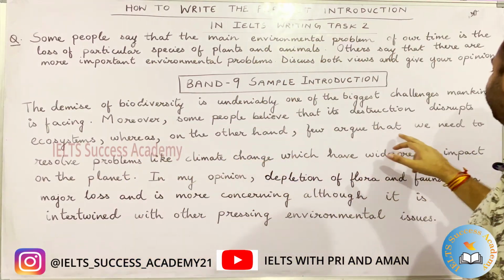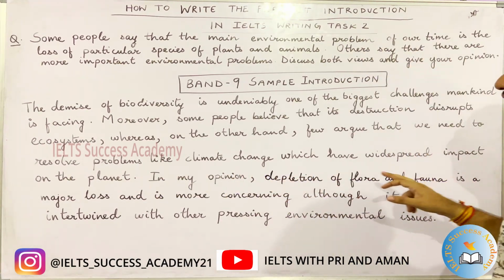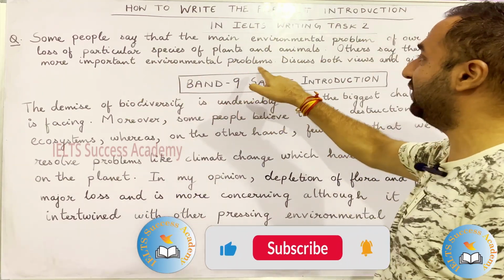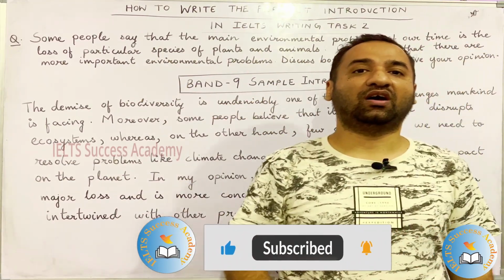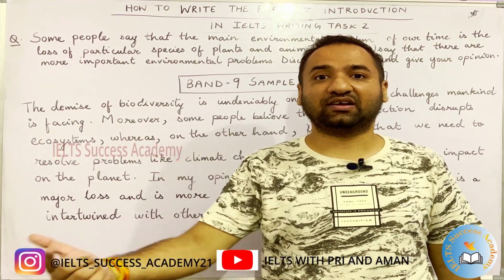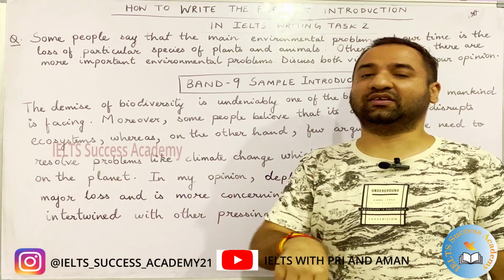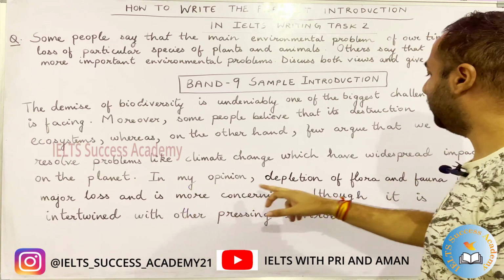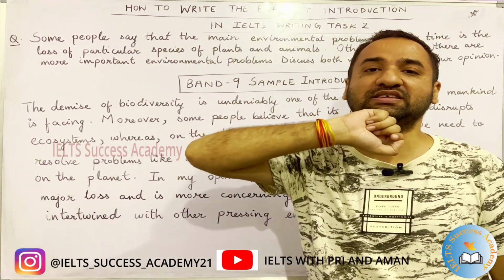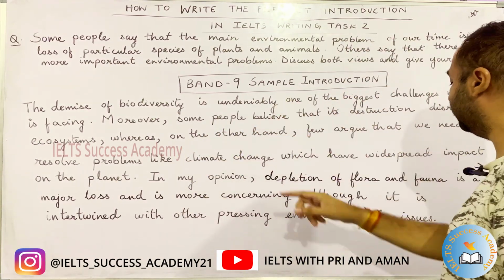Whereas on the other hand, few people argue that we need to resolve problems like climate change which have widespread impact on the planet. Now it is talking about other environmental problems, like climate change. Now you have to state your opinion. You can say, in my opinion, depletion of flora and fauna. Depletion of flora and fauna is loss of particular species of plants and animals.